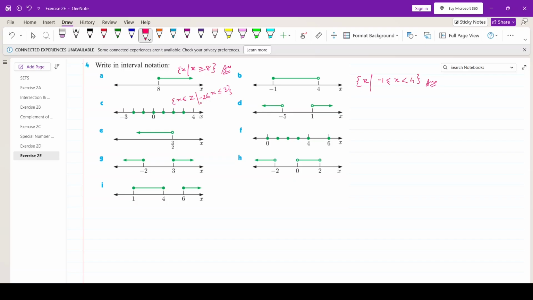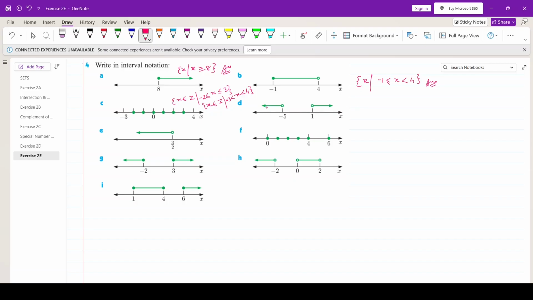Or this same thing can also be written as a set of all x such that x is an integer and x is greater than -3 and less than 4. So they both mean the same thing, depends on what you want to write.